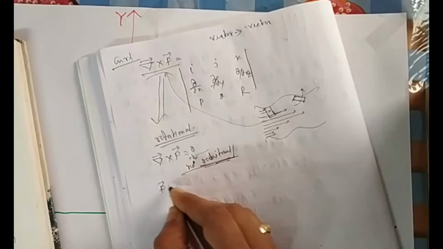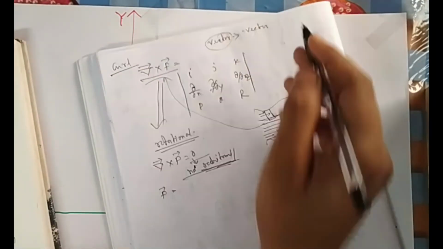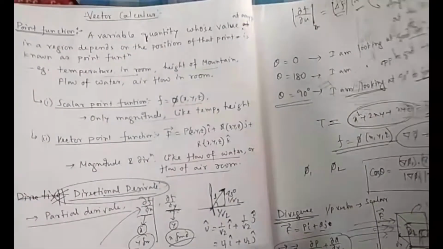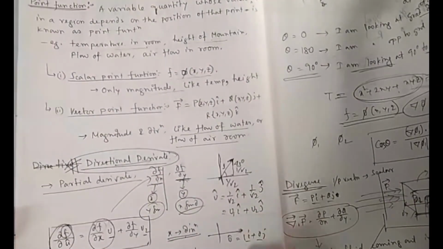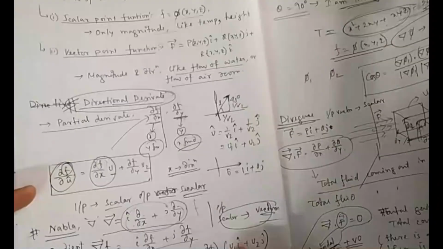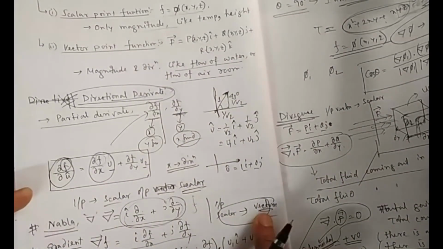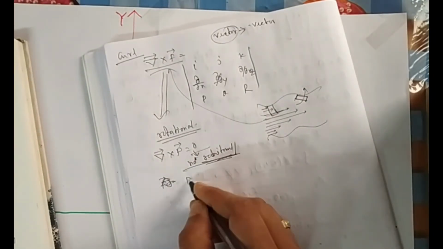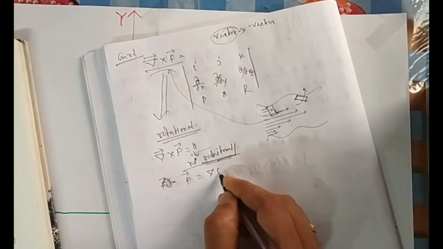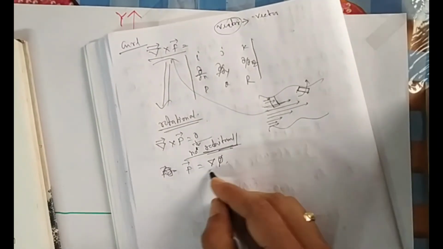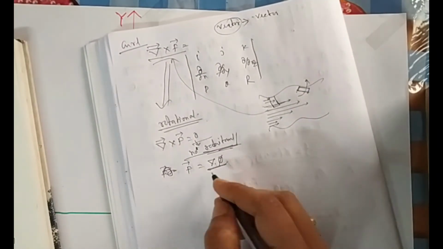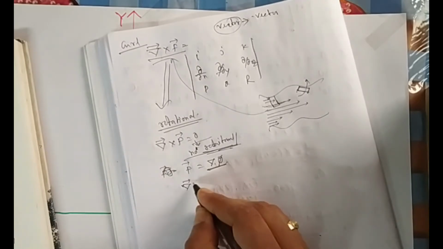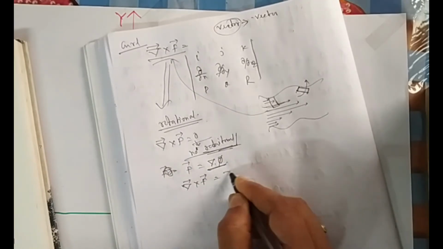Air will be circulating. This is a vector, an input vector. So a vector can be formed from a scalar also. How? If you see the gradient, it makes a scalar into a vector. So a vector can come from this. Suppose my f is coming from the grad of a scalar. If you take the grad of a scalar, a vector will come. So if you now take the curl of this f, what will it look like?